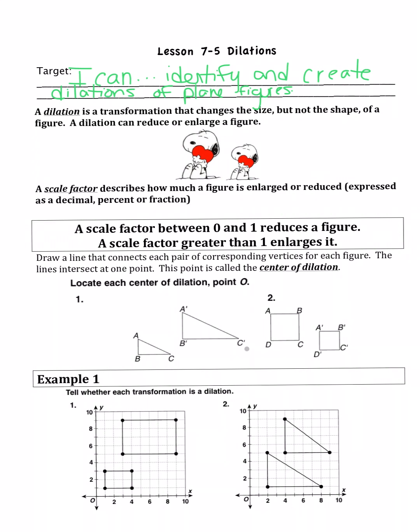For now, just know that we're talking about two-dimensional shapes, and specifically dilations, as you can see in the definition, is a transformation that changes the size but not the shape of a figure. A dilation can reduce or enlarge a figure. As you could probably guess, if something is reducing, it is getting smaller. Let's write that down. And if something is enlarging, it is getting bigger.